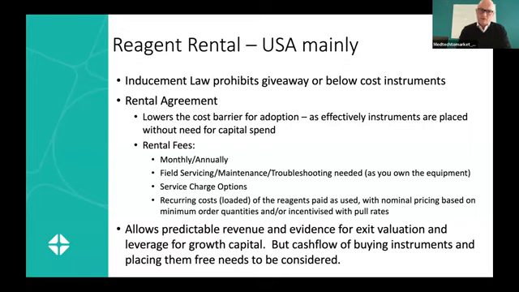Reagent rental is in the US. So if you have a product that's an instrument and a test cartridge, it is illegal under inducement law to give away the instrument, because this is a razor blade model, or the inkjet printer model. You can't give the printer away just to fuel your cartridge sales. And you can't do it below cost.